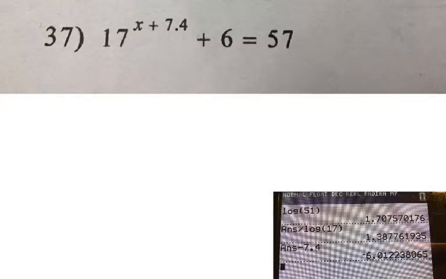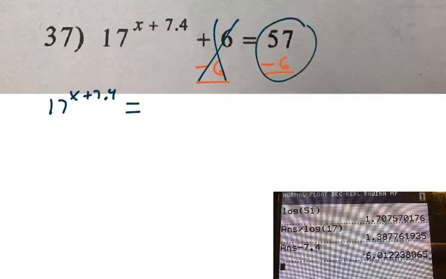Okay, what we're going to do first again here, guys, let's go ahead and minus 6 from both sides, right? So we have 17 to the x plus 7.4 equal to, with the 6 gone, 57 minus 6 is 51. What do we do next? Well, to get rid of the 17 power, we're going to do a log base 17 on both sides.